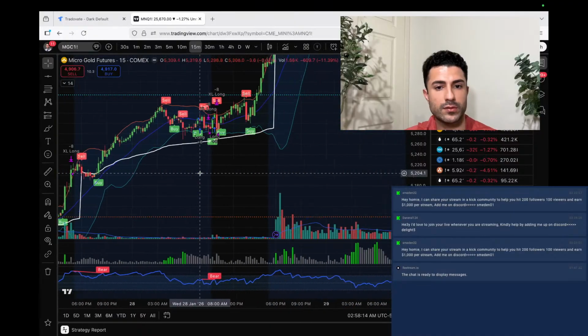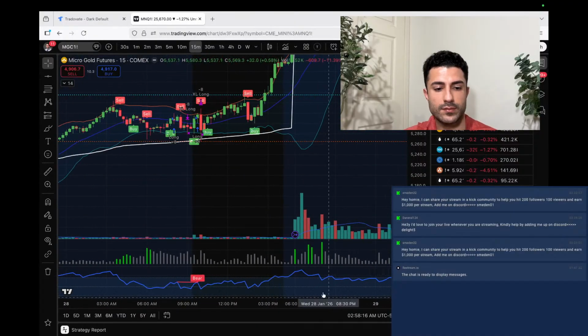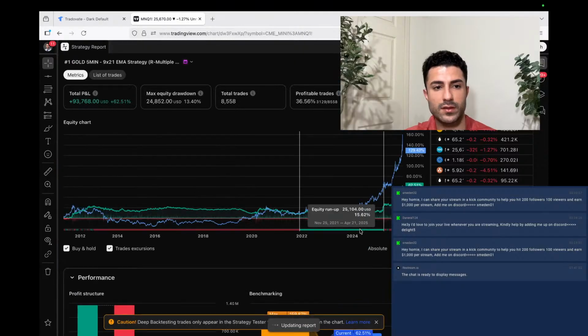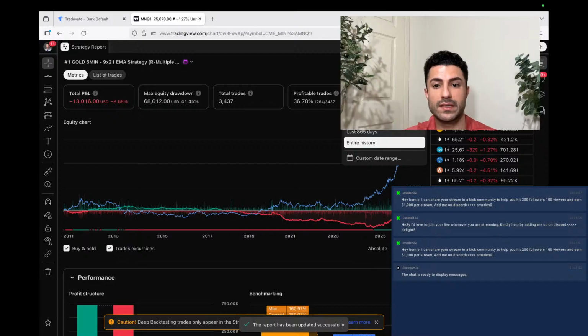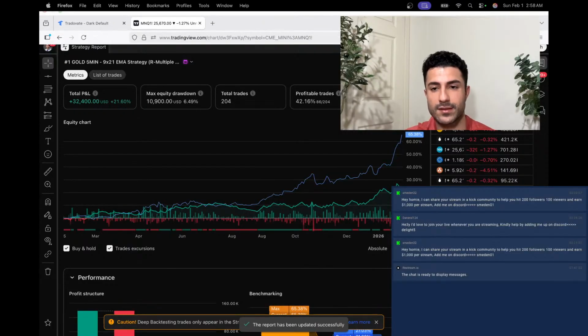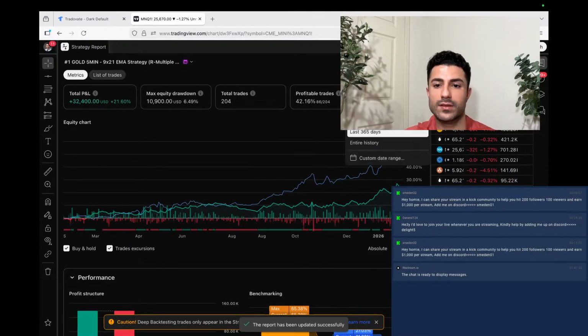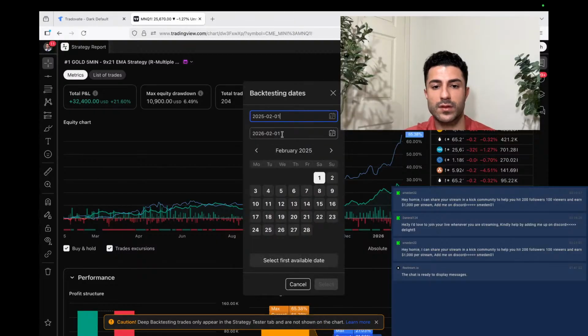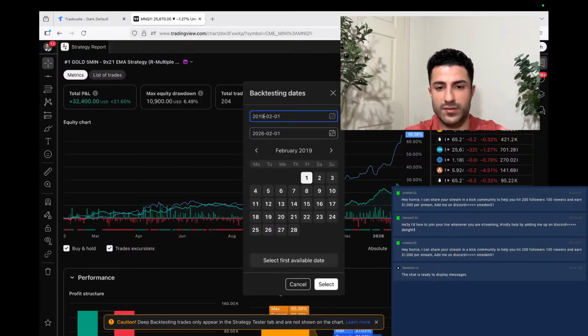What's up, Tover's joining? We're looking back at this gold strategy. It's a damn good strategy. Now this is 1799 history of the opening market. If we look at the past year, so if we do a custom date, it's not like I'm selling this or anything.